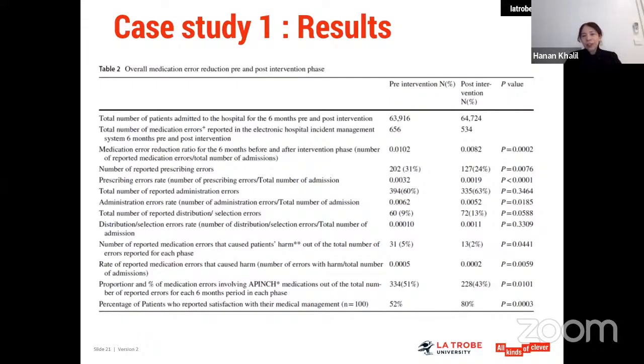So that was a very successful project. It needed a lot of engagement from not just the pharmacy department, but also the hospital management board, and also the person who was involved in the ongoing quality assurance of the hospital.